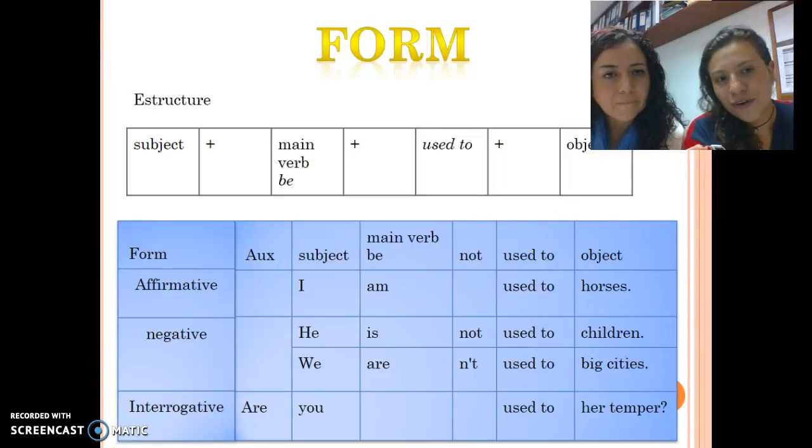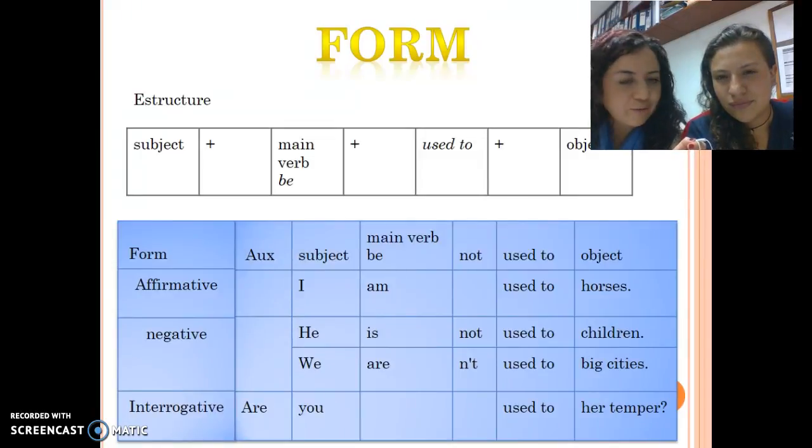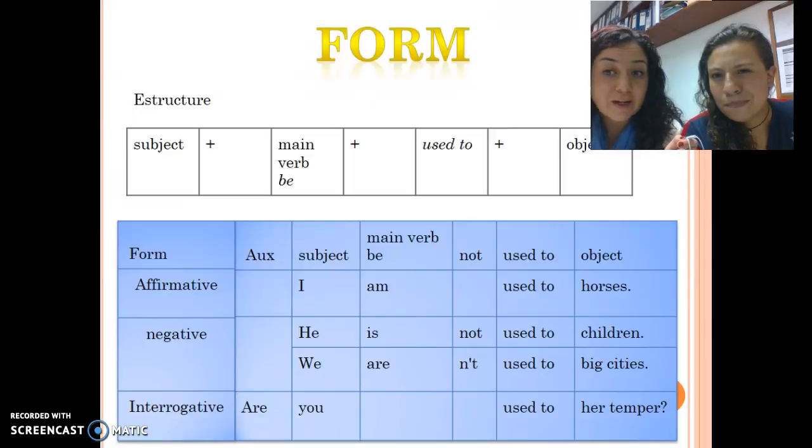Okay, the structure for this is subject plus main verb be plus used to plus object. Okay, so if I understand correctly, if we do an affirmative sentence, it would be something like the subject, the main verb be, in this case, I am, and then used to and the object, right? So I am used to riding horses. That's right. I'm used to horses.